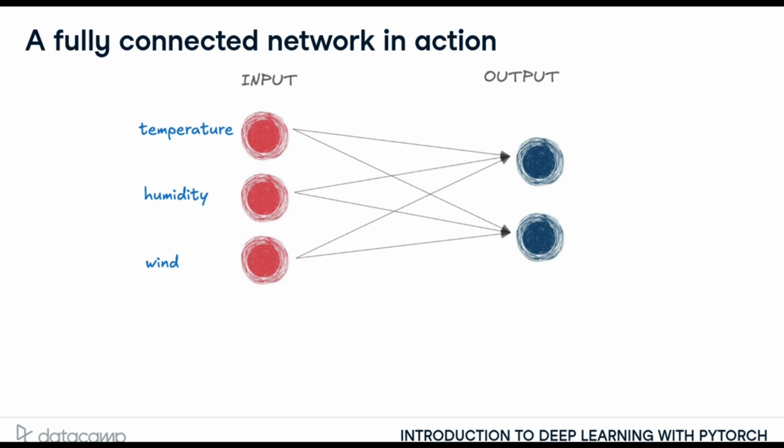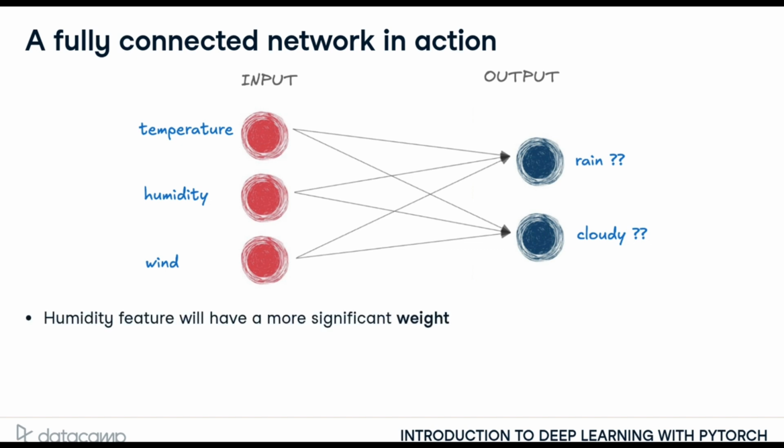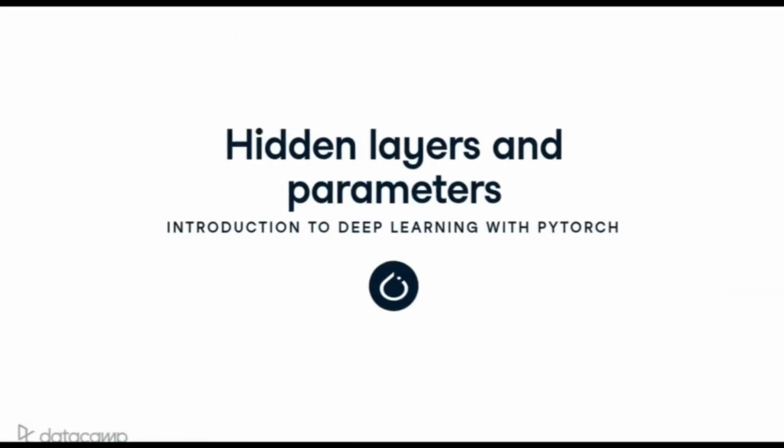Let's imagine our fully connected network in action. Say we have a weather dataset with 3 features: temperature, humidity, and wind. We want to predict whether it will rain or be cloudy. The humidity feature will have a more significant weight compared to the other features, as it's a strong predictor of rain and clouds. The weather data is for a tropical region with a high probability of rain, so a bias is added to account for this baseline information. With this information, our model makes a prediction.